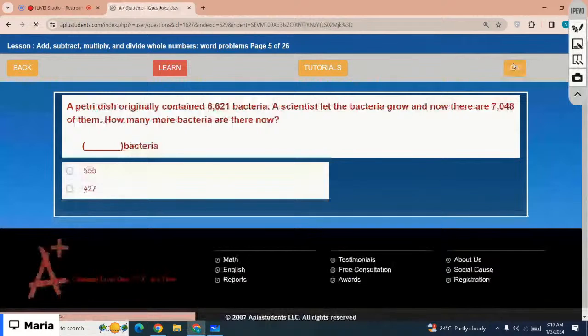Okay, the next one is: a petri dish originally contained 6,621 bacteria. A scientist let the bacteria grow and now there are 7,048 of them. How many more bacteria are there now? So, which is the correct option?